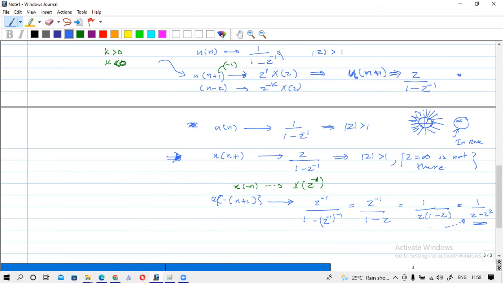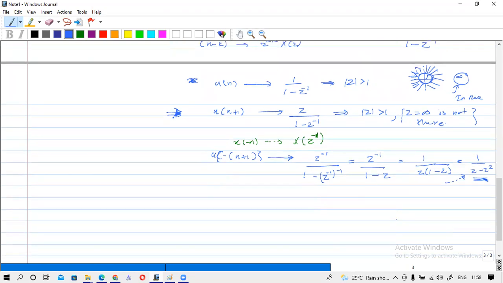Am I right? I didn't make any mistake, no? So here you have to do the minus. z^-n will be minus, and this z^-1 also will be minus 1, so it will become z. So you have this one here. Correct? I hope it is correct.